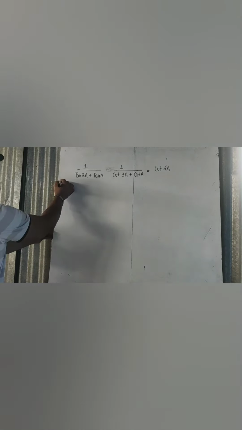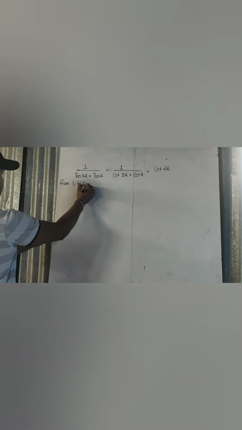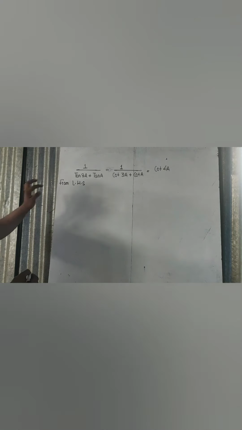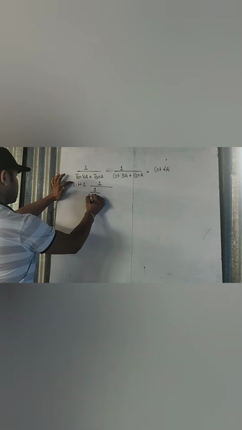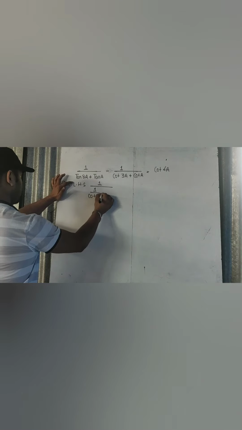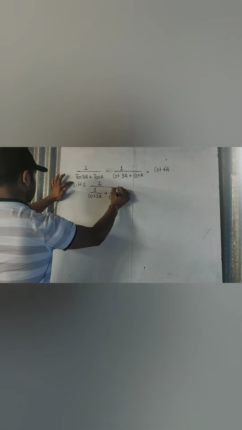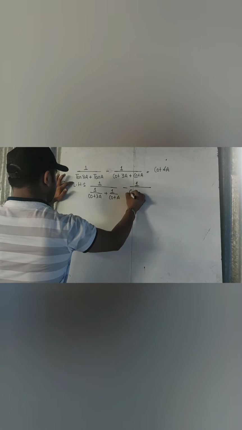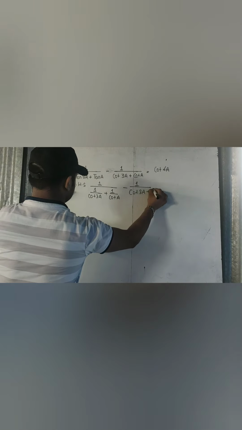Okay, from LHS. You have tan 3a. This can be written as 1 by cot 3a. You have tan a. This can be written as 1 by cot a. So it becomes 1 by cot 3a plus 1 by cot a.